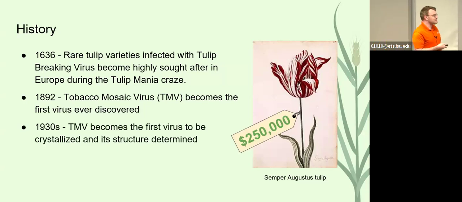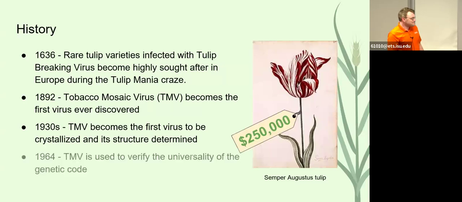In the 1930s, it was the first virus to actually be crystallized and its structure determined. Before, it was just this amorphous liquid that we know there's something in there that makes these plants sick, but we don't know why. But in the 1930s, they were actually able to see it and determine its structure for the first time. I don't know why they were still doing science during the Great Depression. Seems like they would have better things to do. But we're grateful that they did.